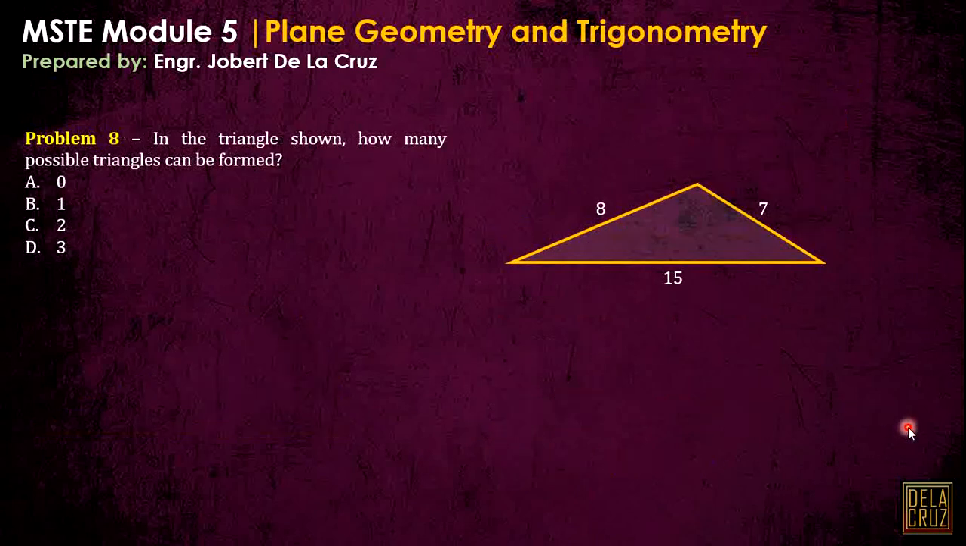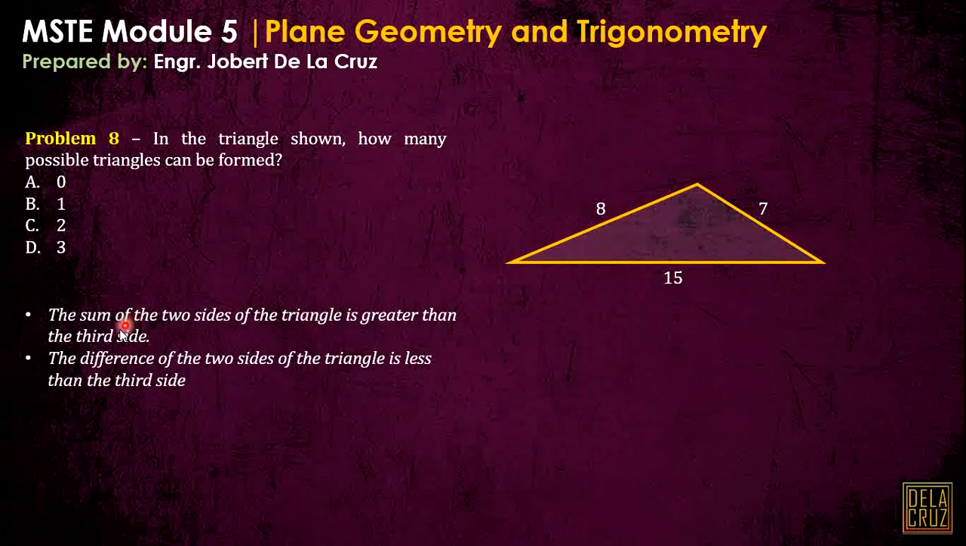Okay? Problem 8. In a triangle shown, how many possible triangles can be formed? So, we have the sides of the triangle given dito. So, how can we check? Actually, hindi pa tayo assure, no? Wala pa tayong assurance na may makikreate na triangle given with these sides. We have to check. We can use this basic principle. The sum of two sides of the triangle is greater than the third side. And also, the difference of two sides of the triangle is less than the third side. Ito yung principle na makakagawa talaga tayo ng triangle.